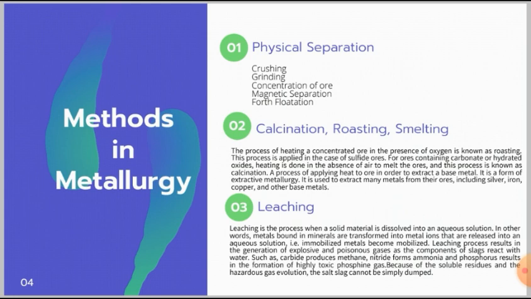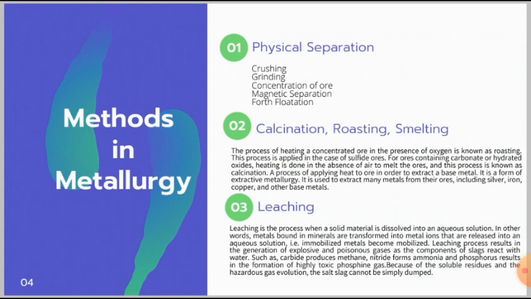So we shouldn't be confused about roasting and smelting, because smelting is a form of roasting that is used for transforming a metal into a liquid state so that its separation can be met easily. Here we have given a statement as well below: in calcination, roasting and smelting, the process of heating a concentrated ore in the presence of oxygen is known as roasting.